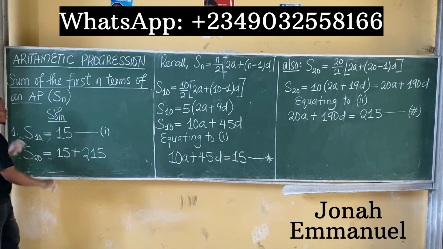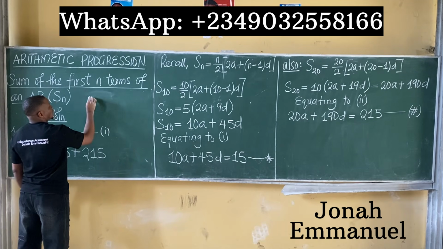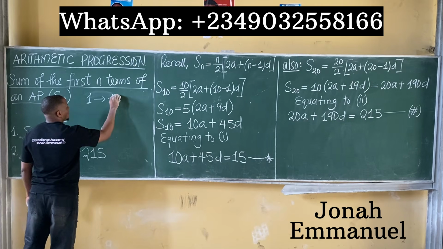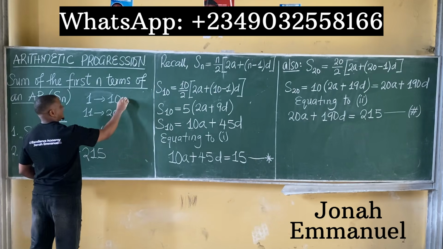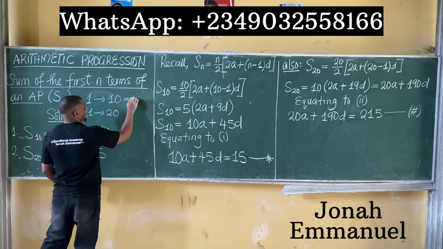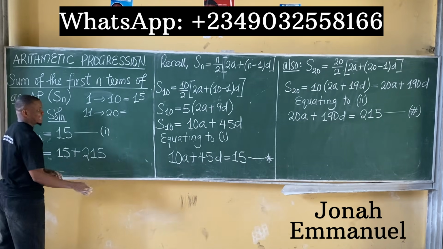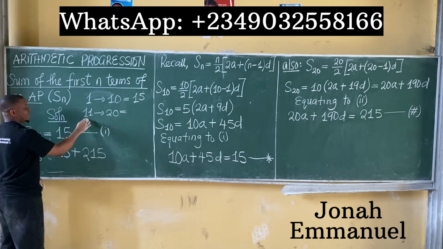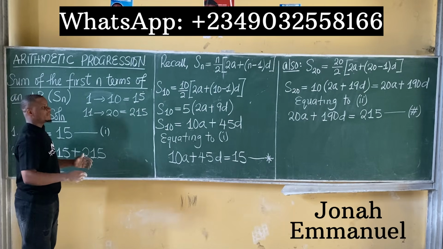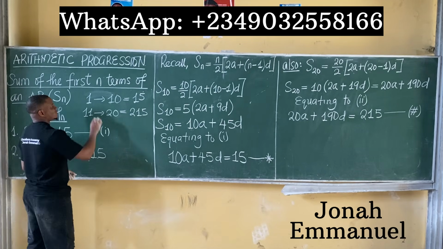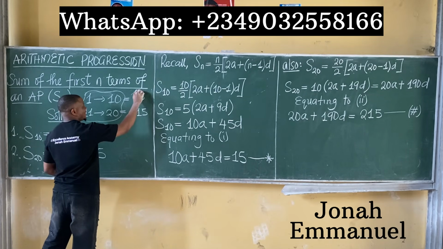Yes, so that's it. So if you look at S20, it is 1 to 10. All right, let me write this bigger. 1 to 10 will sum, and then 11 to 20 will sum. When you sum 1 to 10, the first 10 terms, the value there is 15, which is this. But when you sum 11 to 20, the next 10 terms, that will give you 215. Now, if I'm to get the sum of the first 20 terms, it will be from 1 up to 20. That means I'm combining this plus this.